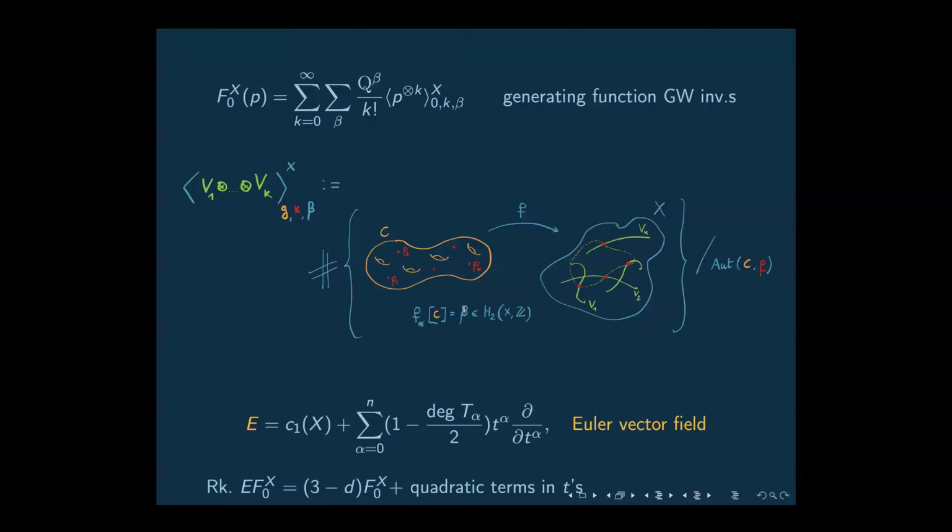So how to formalize that? Well, we first fix some subvarieties V1, V2, Vk in X. And we also consider Riemann surfaces with marked points, in particular K marked points, P1, P2, Pk. And then we just consider the maps mapping the ith marked point into the ith fixed subvariety of X.